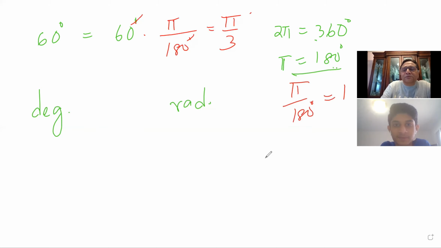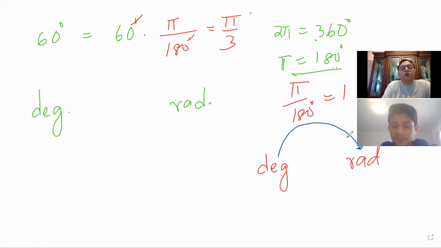It helps to make it visual, like degree to radian. If I am going from degree to radian, if I go in this path, what should I multiply by? Degree to radian means we have to multiply by pi and divide by 180, right?